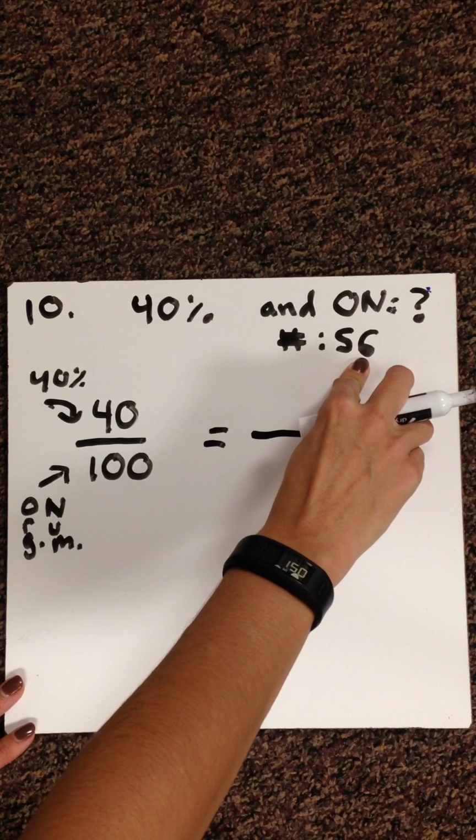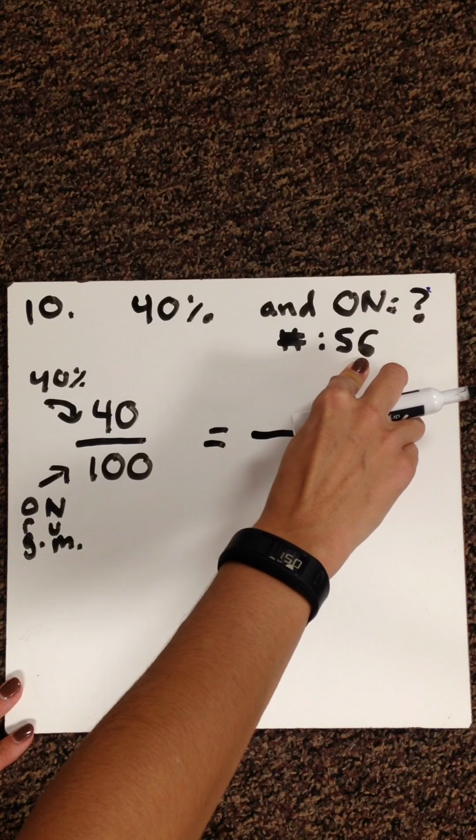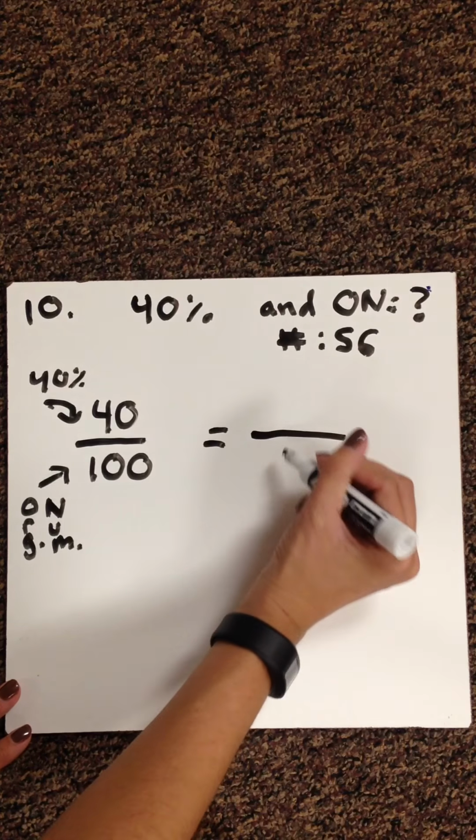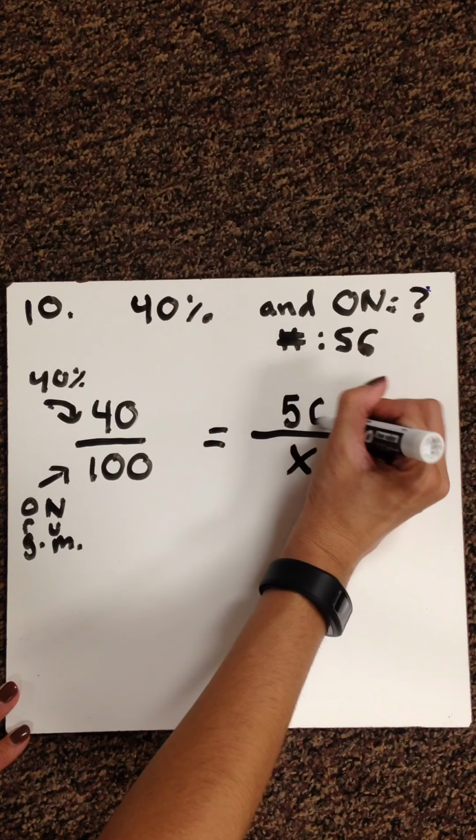So we have a line. Where would our 56 go? Well, we look back, and 56 is the 40% of the original number. This is what we're looking for. We're looking for the original number. So we're going to put an X there. We would put 56 up here.